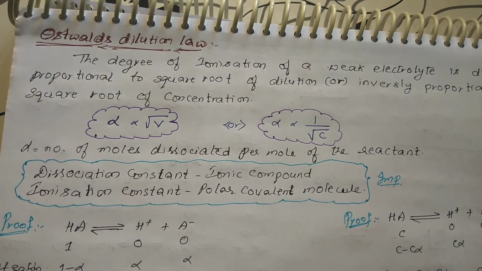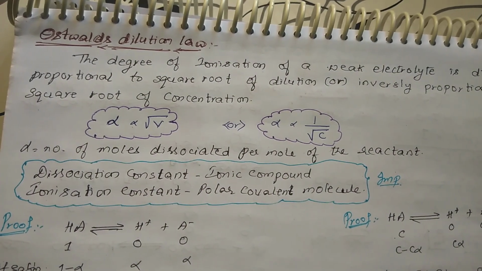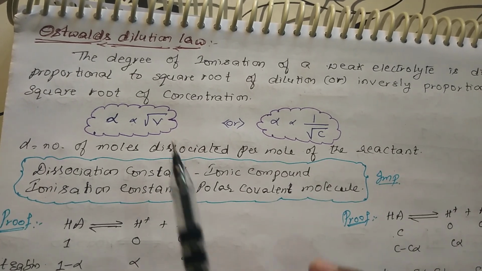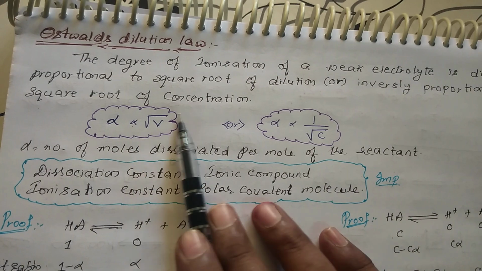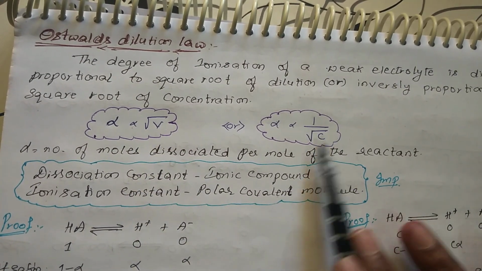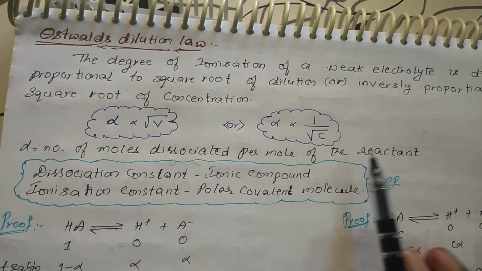So if it is directly proportional to the volume, it should be inversely proportional to the concentration, right? Instead of volume, we will be taking concentration. If volume is taken, alpha is directly proportional to the square root of volume. If you take concentration, it is inversely proportional to the square root of concentration. How has this come? We will prove it.